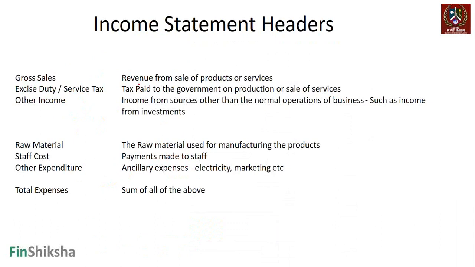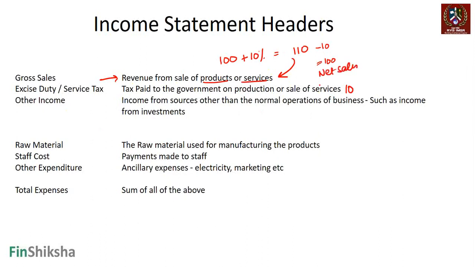Gross sales is the revenue from the sale of products or services, the actual gross revenue, right? So if an item is worth 100 and there is a tax of 10% excise duty on that, 110 is the gross sales number, right? Then there is an excise duty or service tax, which we said was 10%. So that's 10 here. What is left is net sales after you remove this. So 110 minus 10 equals 100. That's my net sales number.